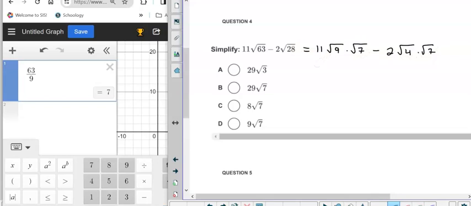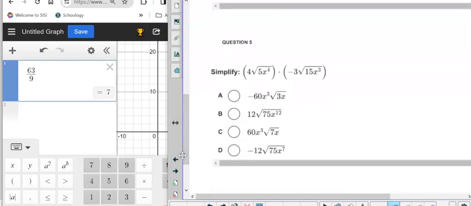Okay. All right. So now this is 11 times 3 square root of 7. So that ends up being 33 square root of 7. Minus 2 times square root of 4, which is 2 square root of 7. 2 times 2 is 4 square root of 7. And then 33 minus 4 is your 29 square root of 7. There you go.